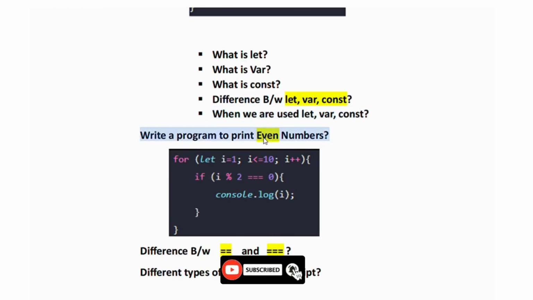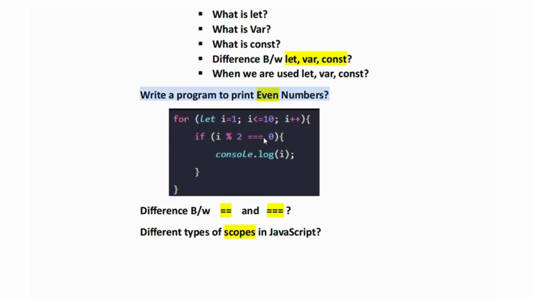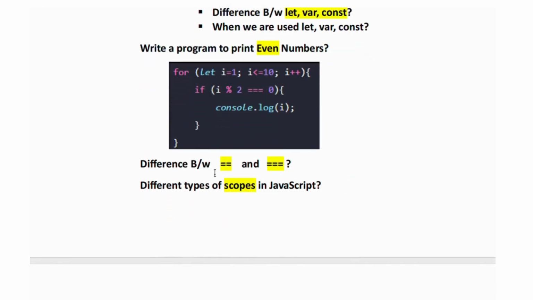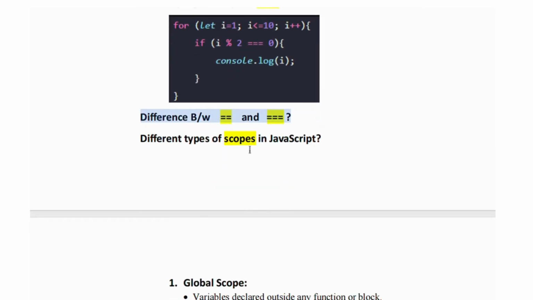This is how these types of questions mainly focus on JavaScript. The most important question is, write a program to print even numbers using JavaScript. This is the JavaScript syntax to print even numbers using a for loop. Next is the difference between double equals and triple equals. Double equals is known as loose equality, and triple equals is known as strict equality.